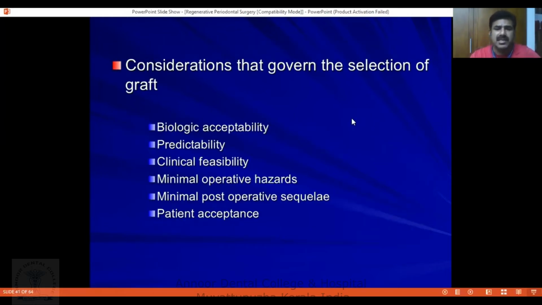Now, what are the considerations that govern this? How do you select a graft when you see a defect? One, the graft should be biologically acceptable to the patient. When you place the bone graft within the site, it should predictably form bone. Is it clinically feasible to do a bone graft in that particular situation? Is it clinically feasible to get bone from an extraoral site? Are there any operative hazards associated with it? When you place this bone graft, will there be any post-operative sequelae? Will the patient accept it?